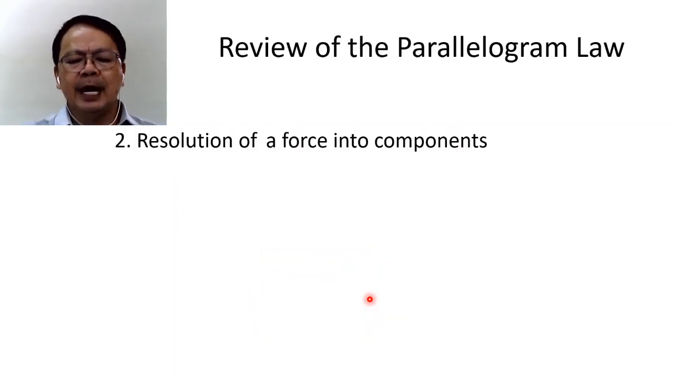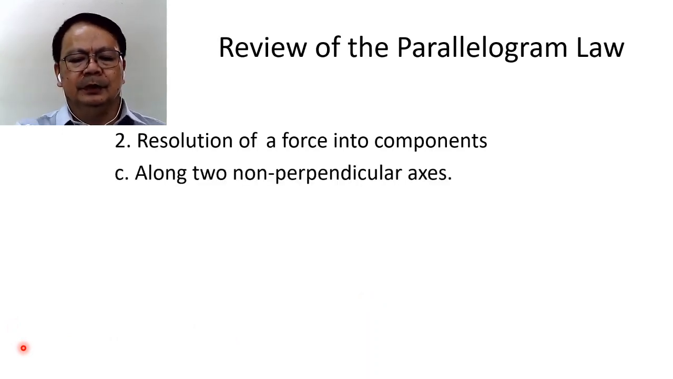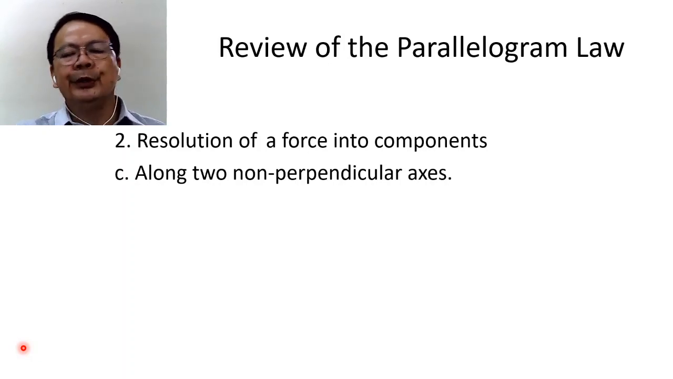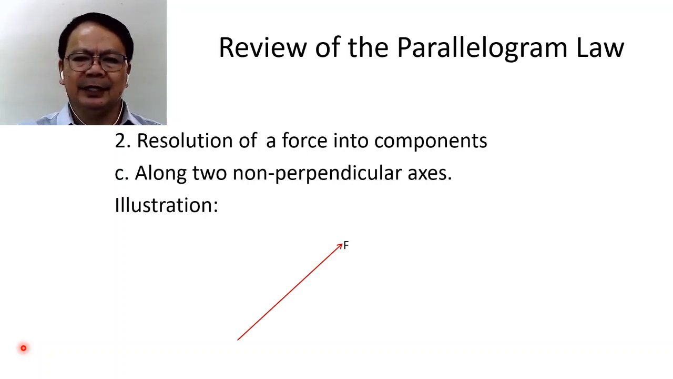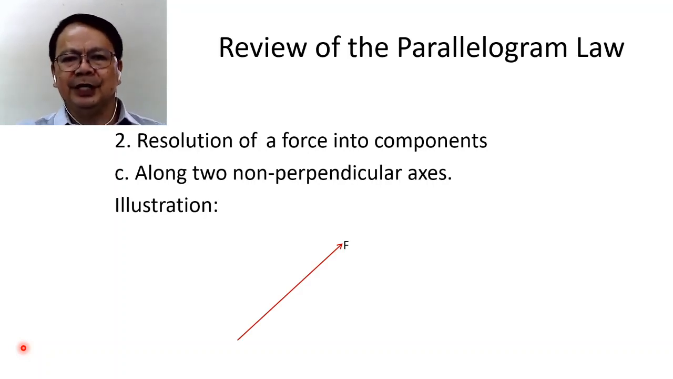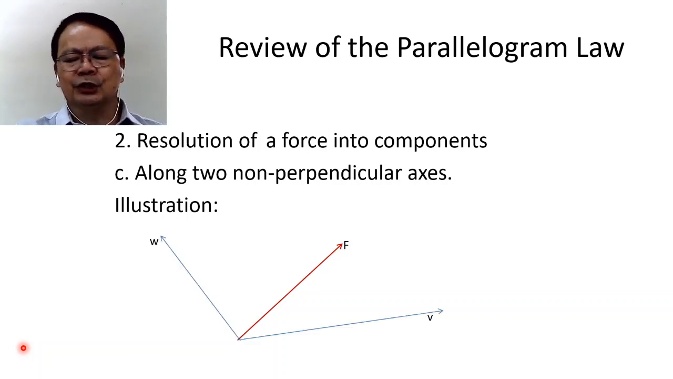Suppose we would like to resolve the force into components, but this time the two components are not perpendicular, meaning they are not at right angle. How are we going to do it? So to make an illustration, let us have here again a force that's directed in this direction. And let us imagine that this force shall be resolved along these two axes, along V and along W, which are not necessarily perpendicular. They are at a certain angle beta, which is more than 90 degrees.